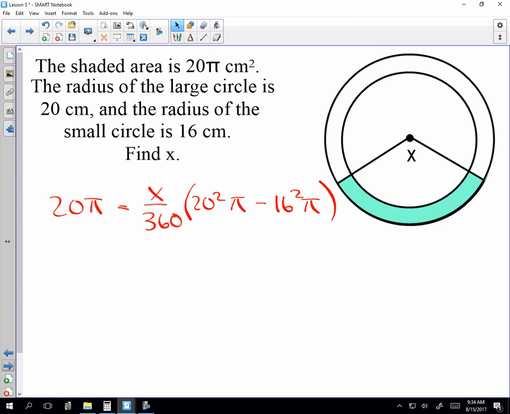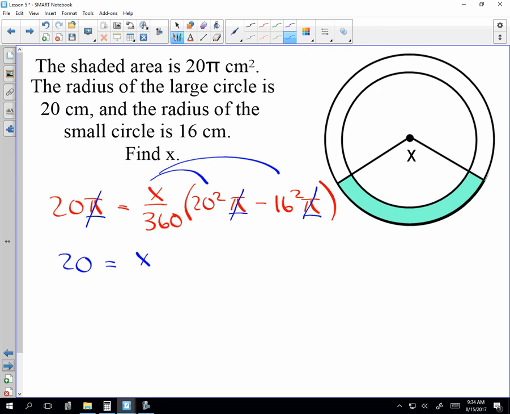Once again, identify whenever possible to get rid of the pi value if you can. If there is a pi in every term, and if I distributed here, there would be a pi in all 3 terms, we can get rid of that pi to make our work a little bit easier. 20 equals x over 360. And then we just need to do 20 squared minus 16 squared.